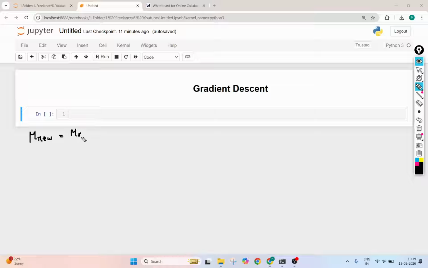m new equals m old minus eta of slope, which means we can also write it as theta 1 new equals theta 1 old minus eta of d cost slope, d theta 1. Similarly, we can also write the same for theta naught.